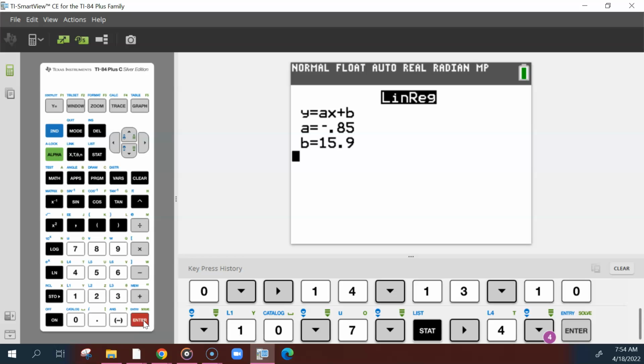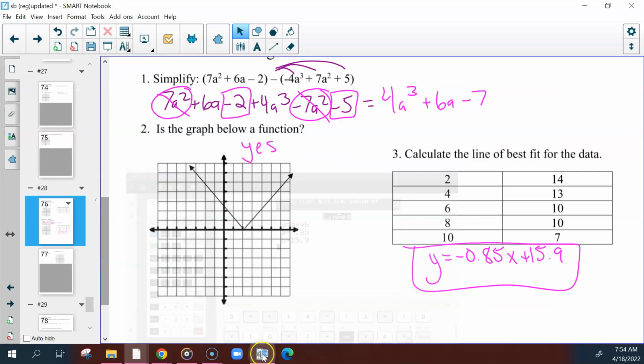To find your line of best fit, it would need to be put in this format. Your A is like your M, your slope, your B is still your y-intercept. And that's how you get y equals negative 0.85x plus 15.9. Questions on that one?